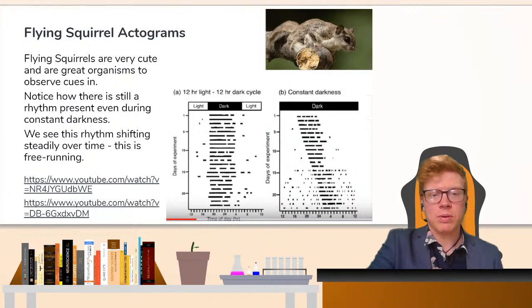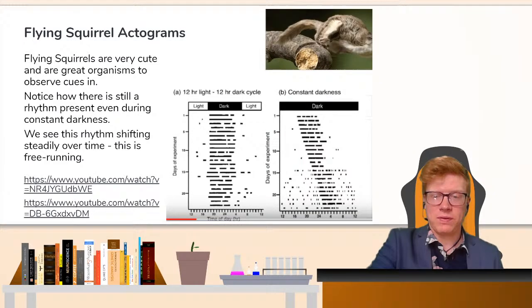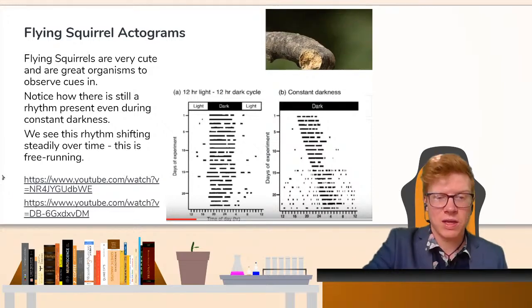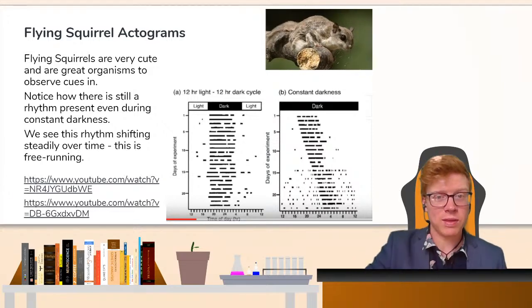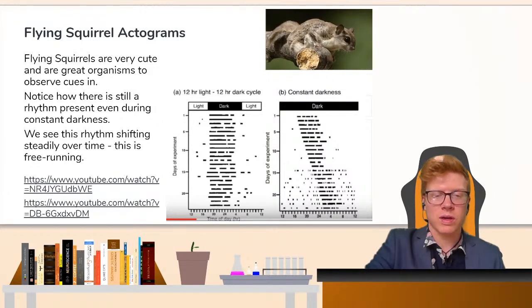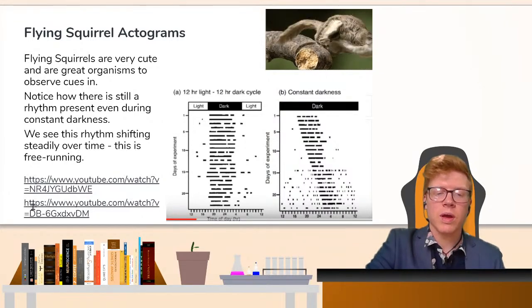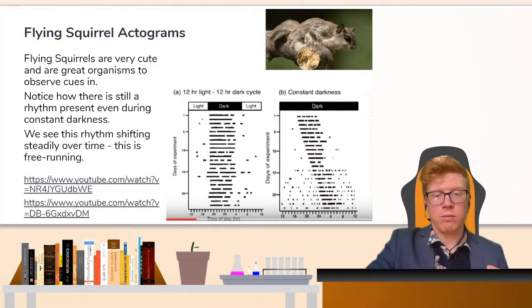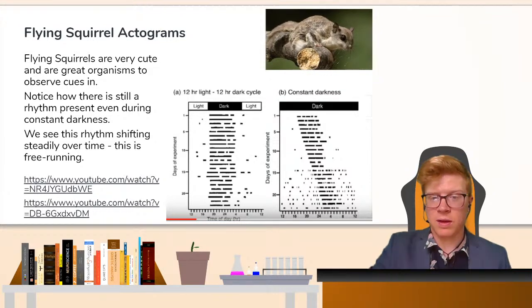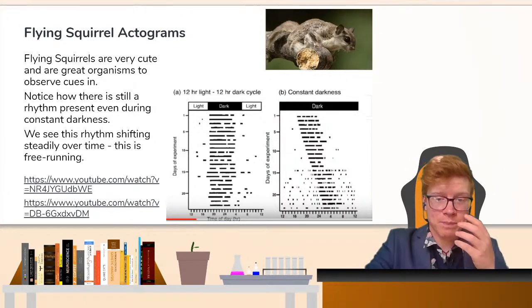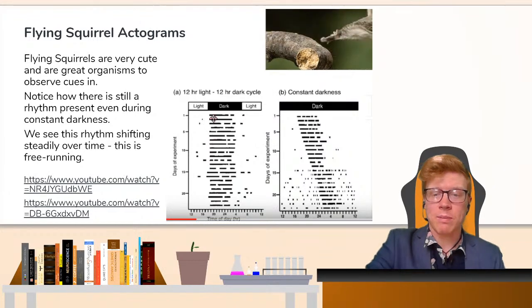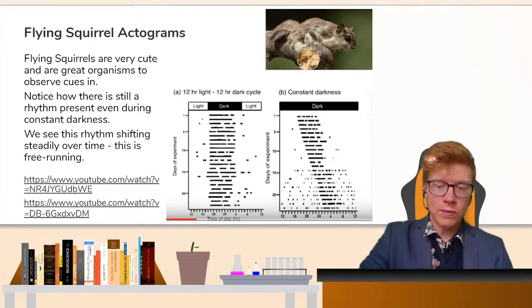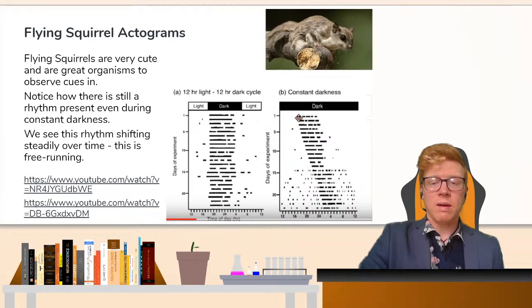There's a lovely example here with a flying squirrel, which is a very cute organism. Fantastic video down here if you want to go and have a look at that at a later point, looking at these very cute organisms and how they behave. There's also a really good video down here, which this is taken from, which shows actograms relating to this squirrel's behavior. And what we see is a classic example of nocturnal behavior, most active during the dark. And in constant darkness, we see periods of activity, but that these shift over time.